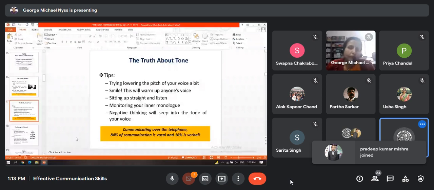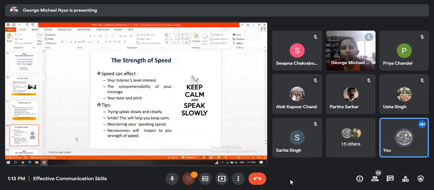What should be the strength of speed? Speed can affect your listeners' level of interest, the comprehensibility of your message, your tone and pitch. So I'm going to share some tips also. Try to speak slowly and clearly, as I told you earlier. Smile, again I am saying smile, this will help you to keep calm. Monitor your speaking speed, and be aware of nervousness, as it will impact your speed. So keep calm and speak slowly.